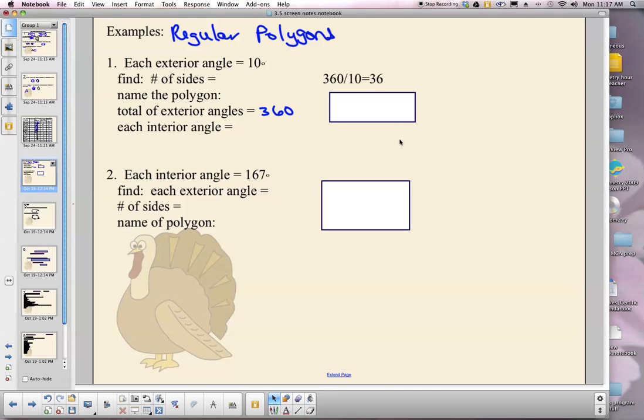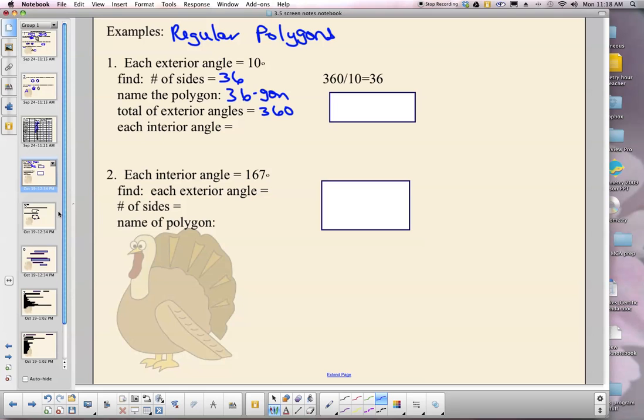Well, you'd take 360 divided by 10 and it would be 36. So that's how many exterior angles it would have to be, so that's how many sides it has to have. So we would call it a 36-gon. And then to figure out your interior angle, you can do that a couple of ways.